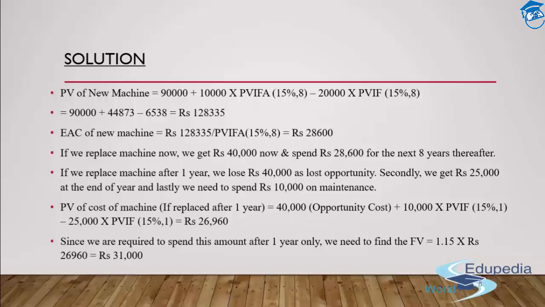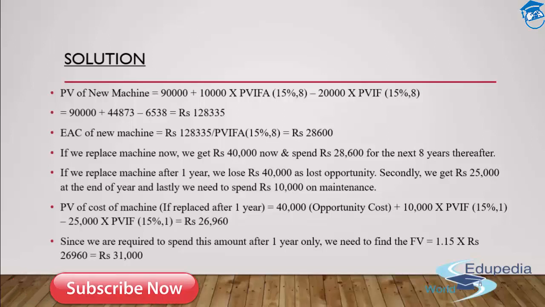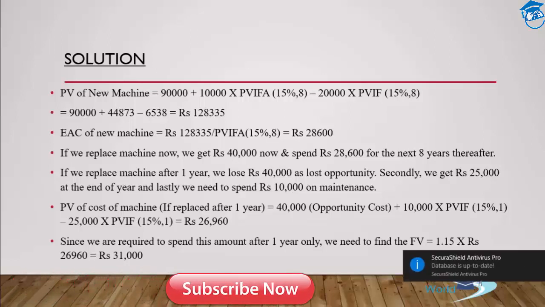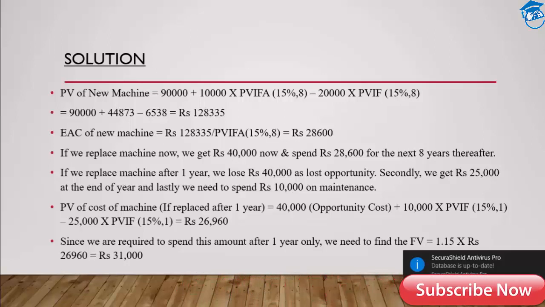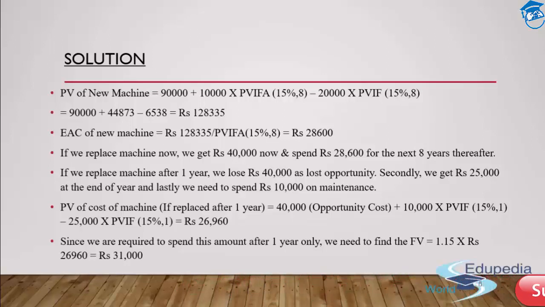So 28,600 is something which will be common and static for the next years. Why? Because my cost of machine is not going to be changing. My maintenance charges for that particular new machine are not going to be changing. Again, my 20,000 rupees as salvage value is not going to be changing at all. So that will remain the same for the next years. So why should I pay 31,000 in the first year itself? I will simply resort to replacing the machine now itself. So this is what has been told with this particular question.